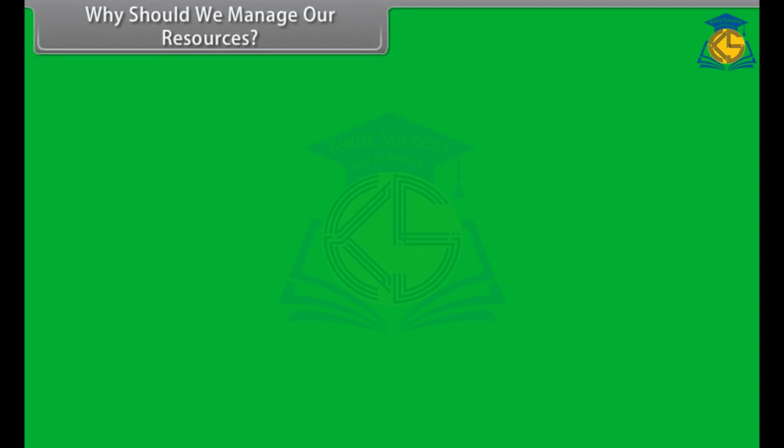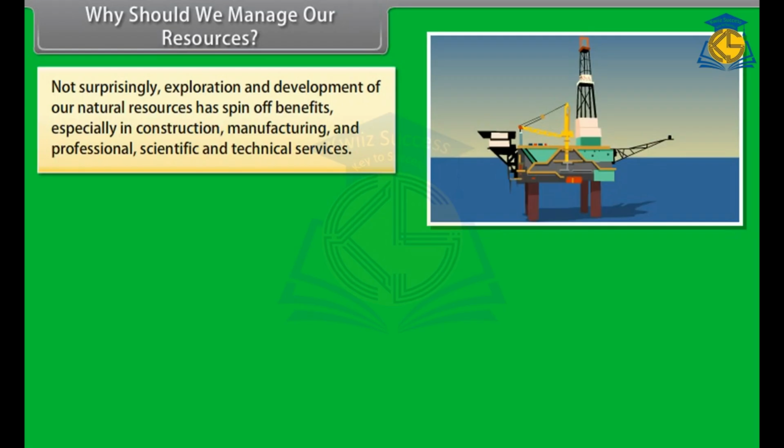Why should we manage our resources? Not surprisingly, exploration and development of our natural resources has spin-off benefits, especially in construction, manufacturing, and professional, scientific, and technical services.